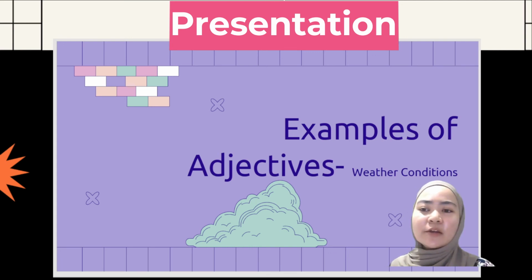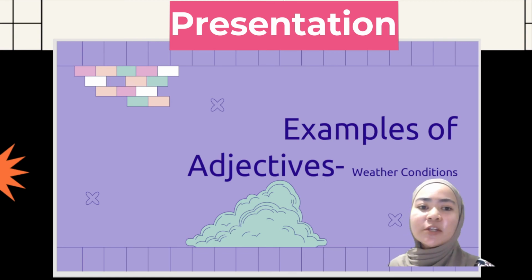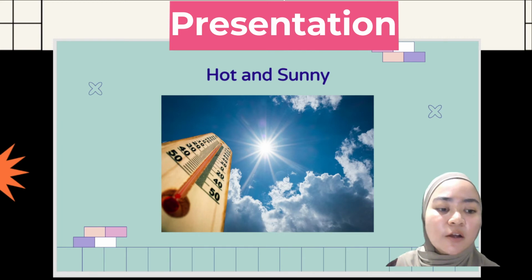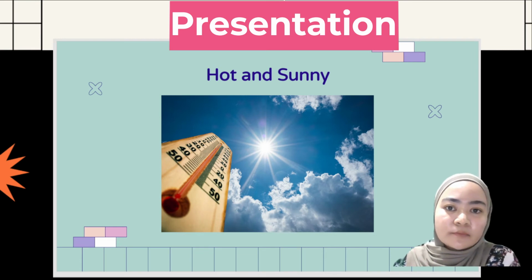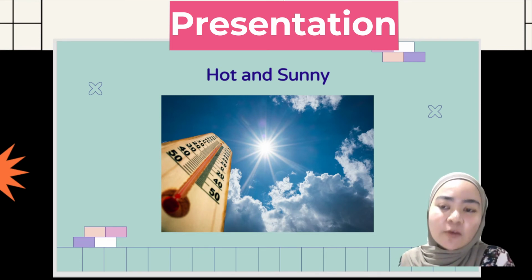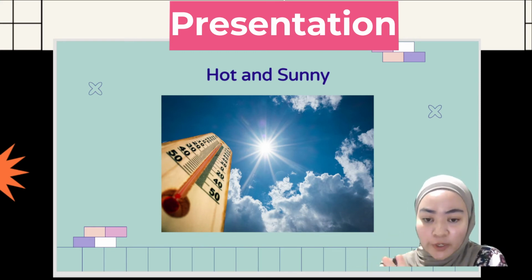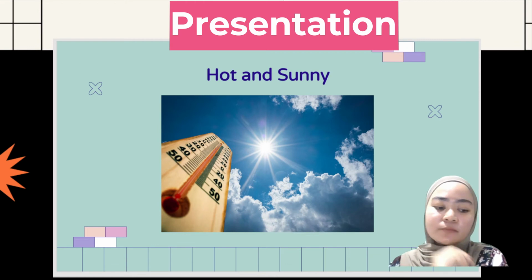Alright, so the example of the adjective to describe the weather condition is the first one. Okay, Asri Hafizi, can you read the first adjective? Hot and sunny. Hot and sunny, okay. Thank you, Asri. Okay, for hot and sunny, you don't necessarily have to use both of these words. You can use either hot, you can use either sunny, okay.